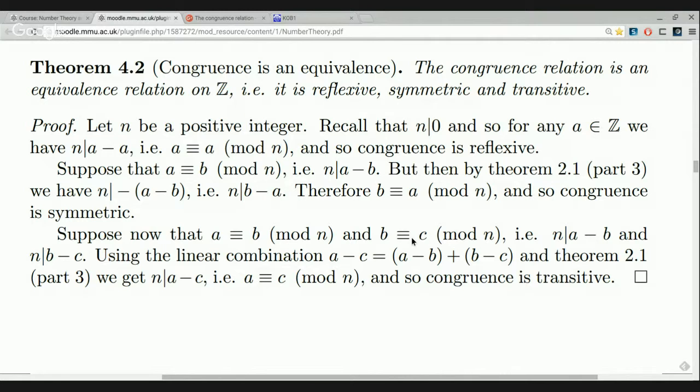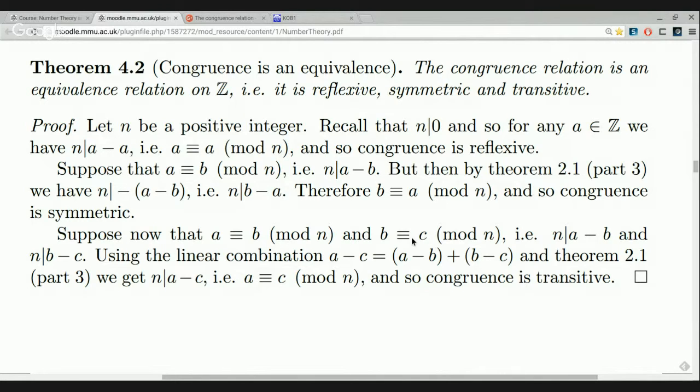Well, you give yourself the two conditions. So you have A congruent to B and B congruent to C. And then your goal is to prove that the congruence travels through B from A onto C. So we want to prove this statement at the end, that A is congruent to C. But we prove it by going via the equivalent divisibility statement.